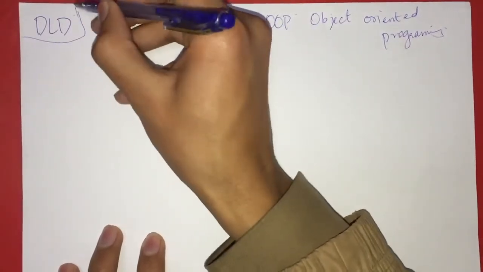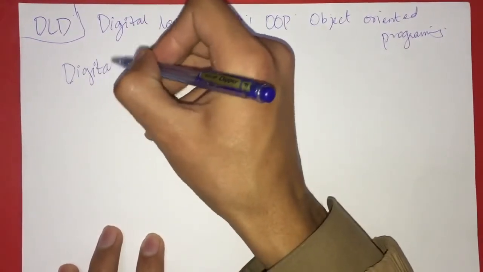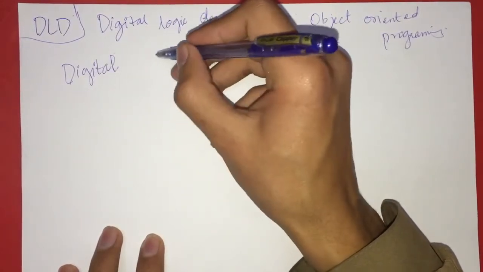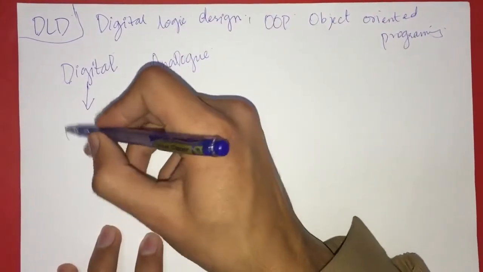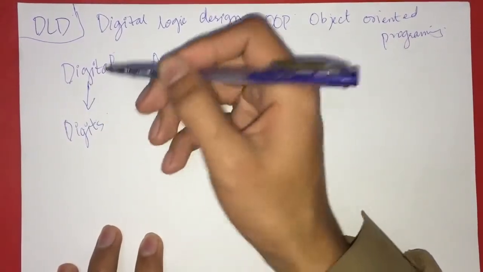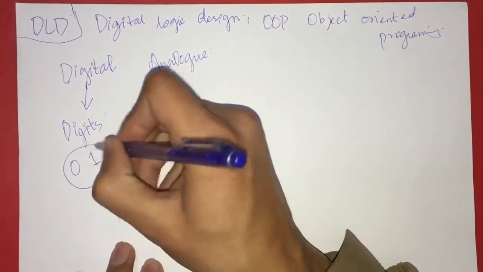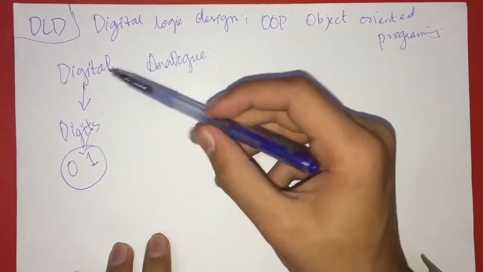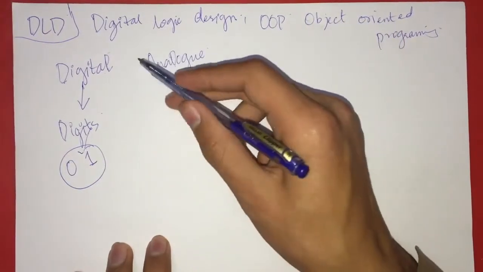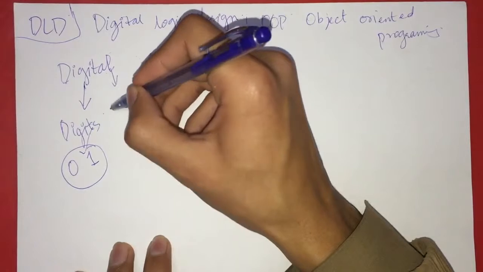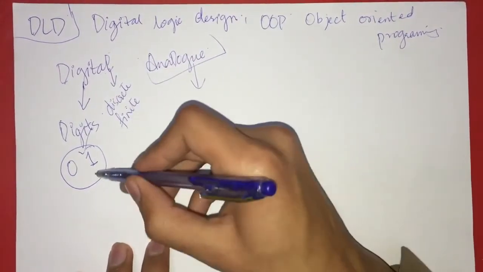So first of all, let's discuss what DLD, or digital logic design, is. There are two types of formats, or terms, you can say: digital and analog. Digital, as the name suggests, is about digits, and it can have only two outcomes, that is 0 or 1. So it can have only two states. But analog is a continuous state, and digital is a discrete state, which means it's finite and has only two outcomes. It's also called binary.